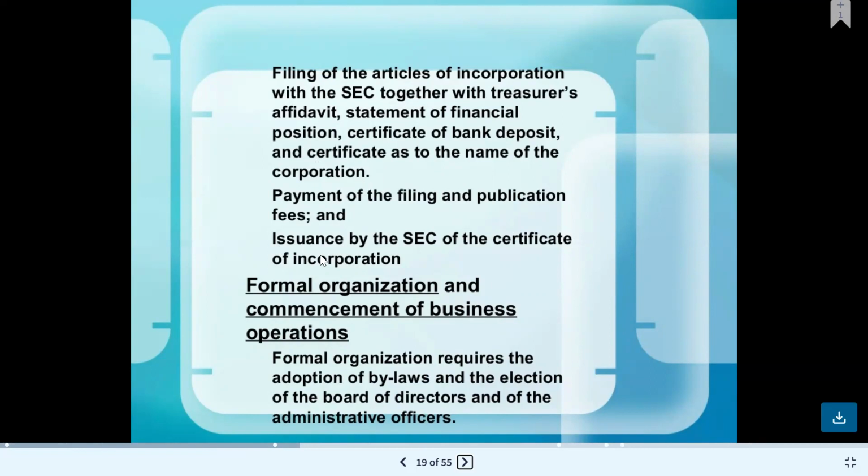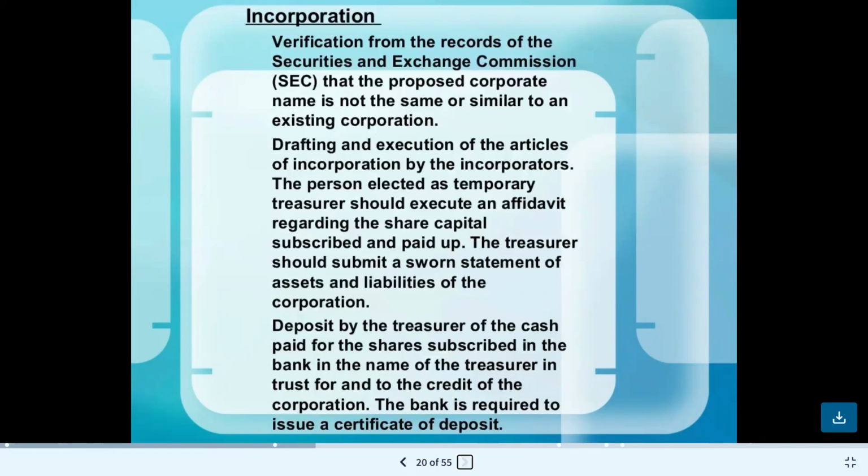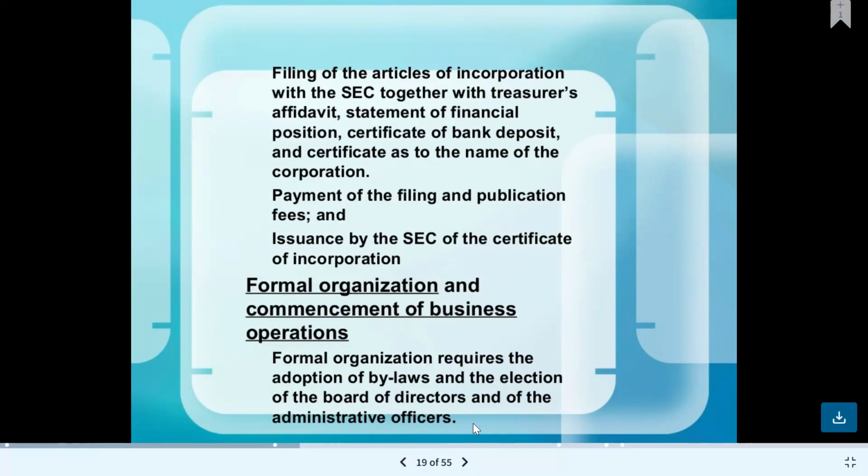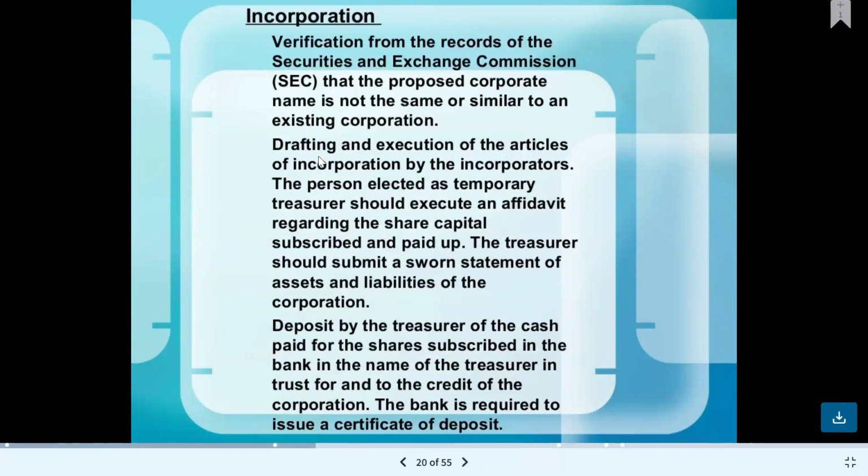Once you are already issued with the SEC certificate, then you can now start with your organization and the commencement of the business operation. Wherein, again, this is another requirement, formal organization requires the adoption of bylaws and the election of the board of directors and of the administrative officers. Now, with regards to the incorporation, the one we have mentioned, wherein you have to have bylaws, election of the board of directors, and of course the administrative officers. So this is the process.